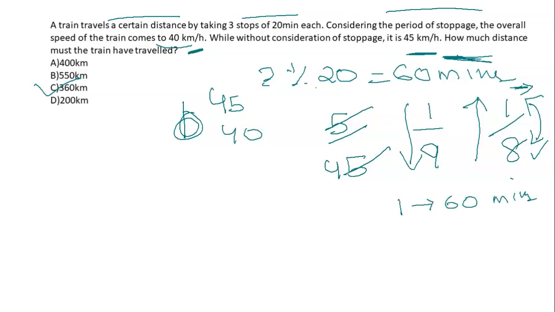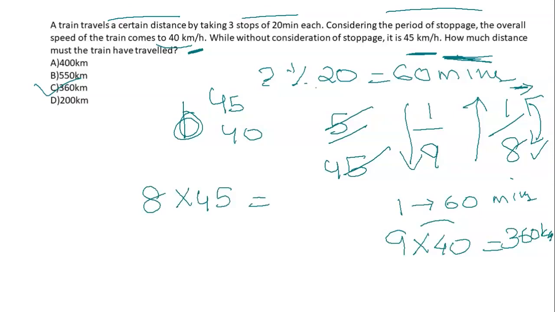So 8 parts plus one part is increased, which means 9 parts is what is traveled at the reduced speed. Reduced speed is 40. So 9 into 40 is 360 kilometers. Or else, 8 hours traveled at the actual speed, 8 into 45, which is 360. There is 1 hour extra. So your answer is 360.